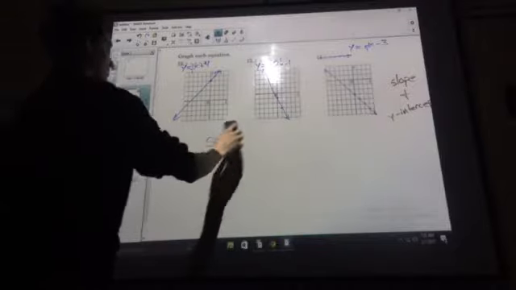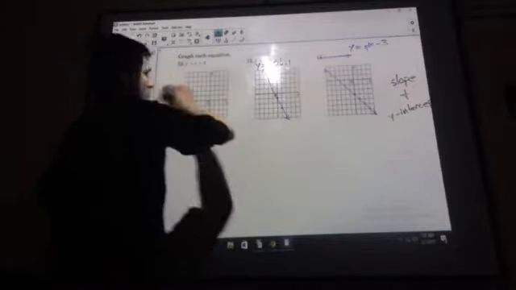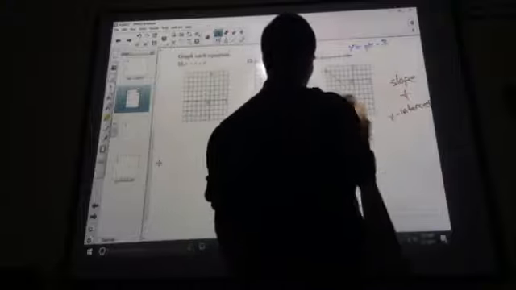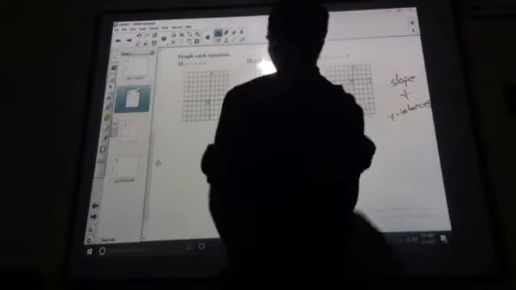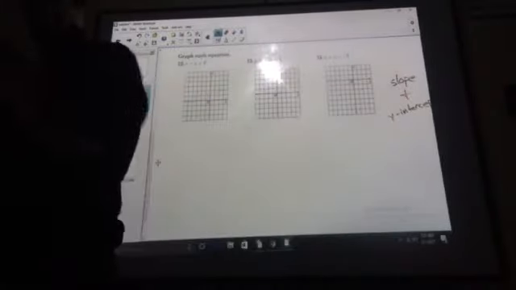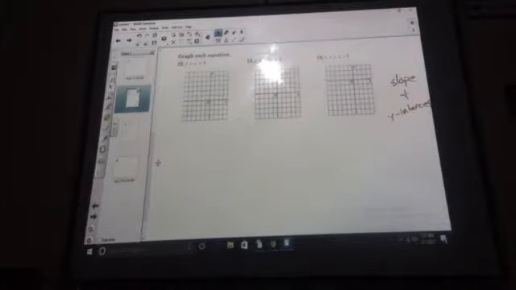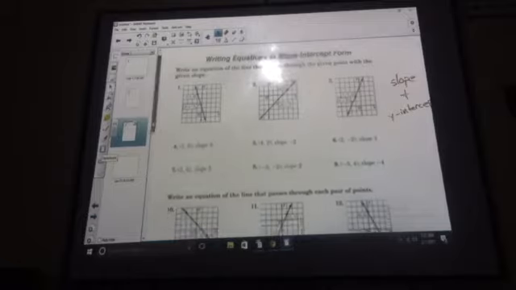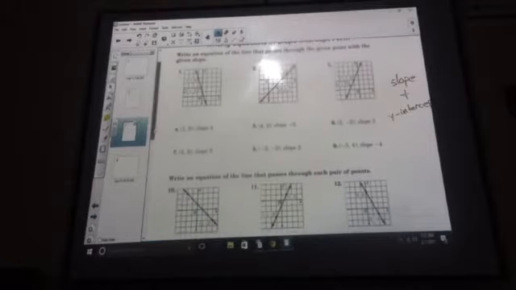Okay, going on to the next page. You guys, if you don't understand something, all you have to do is type into YouTube graphing in slope-intercept form, and you'll get a million videos. That's probably an exaggeration, but I would say truly probably thousands of videos of people teaching the same thing.